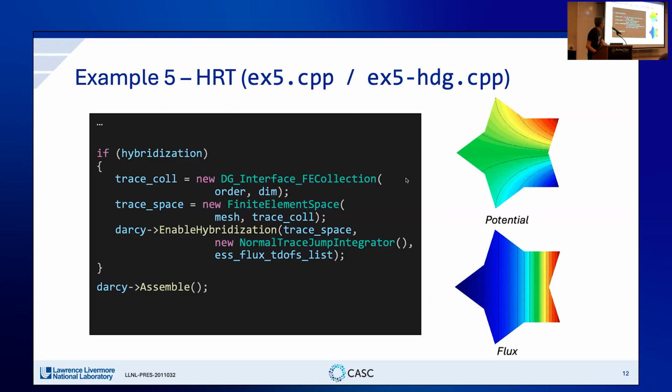So the code is really simple and basically reduces down to just this single line, enable hybridization with that constraint integrator. That's it.